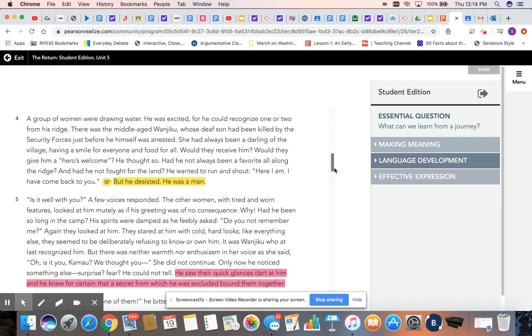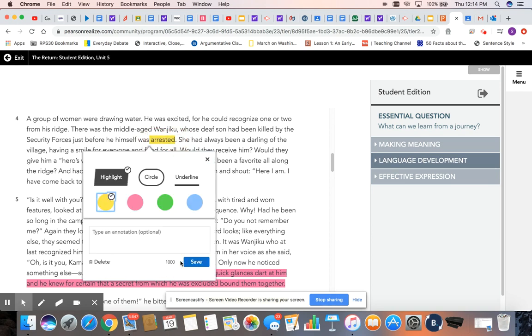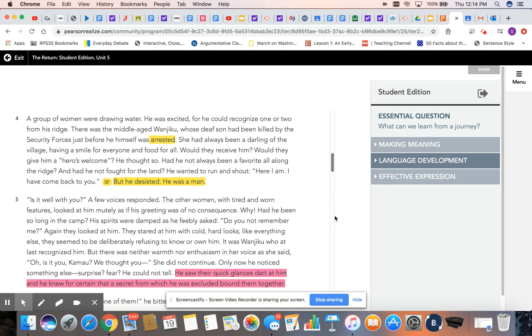He was excited, for he could recognize one or two from his ridge. There was the middle-aged Wanjiku, whose deaf son had been killed by the security forces just before he himself was arrested. She had always been a darling of the village, having a smile for everyone and food for all. Would they receive him? Would they give him a hero's welcome? He thought so. Had he not always been a favorite all along the ridge?